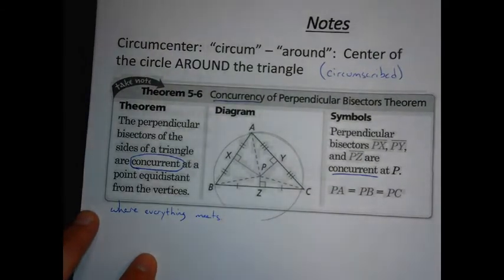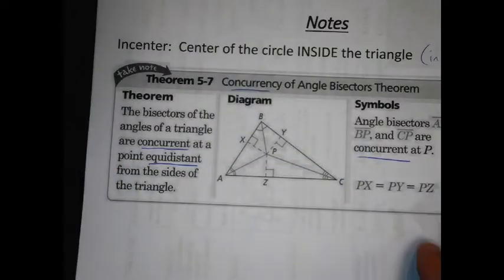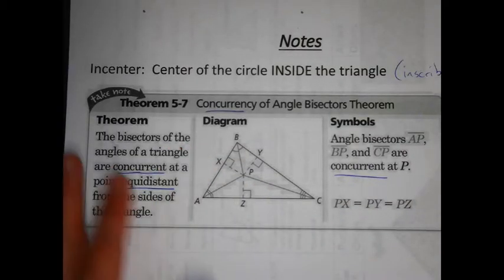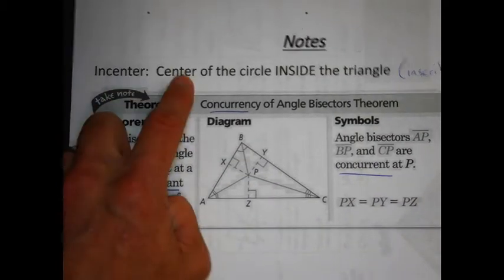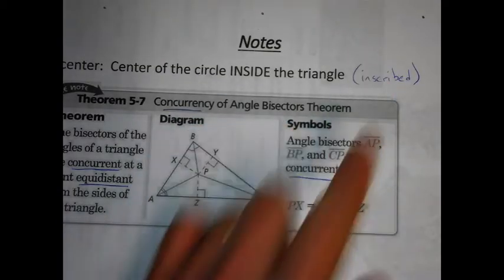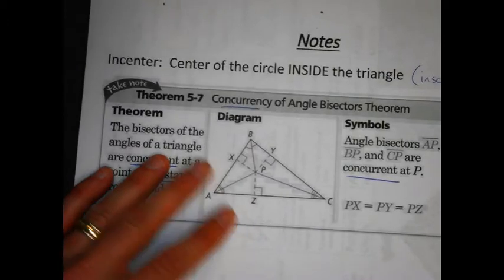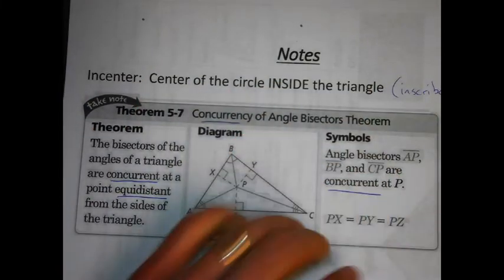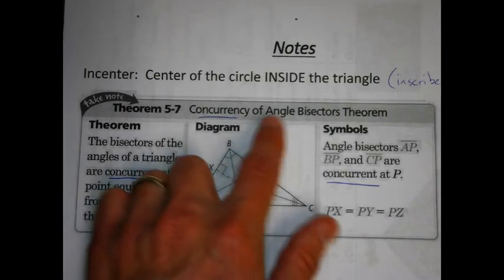Okay, next note. The incenter. What is this? The incenter is the center of a circle that fits inside the triangle, also known as inscribed. More vocabulary. So the incenter is the center of a circle inside the triangle. How is that found? By angle bisectors.